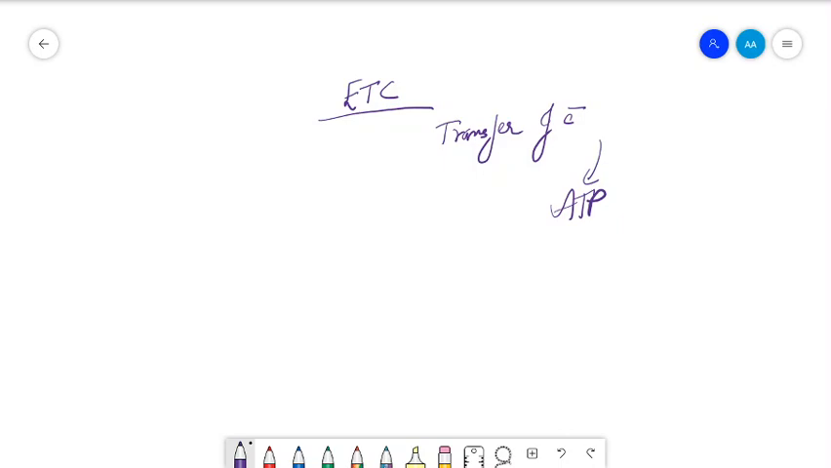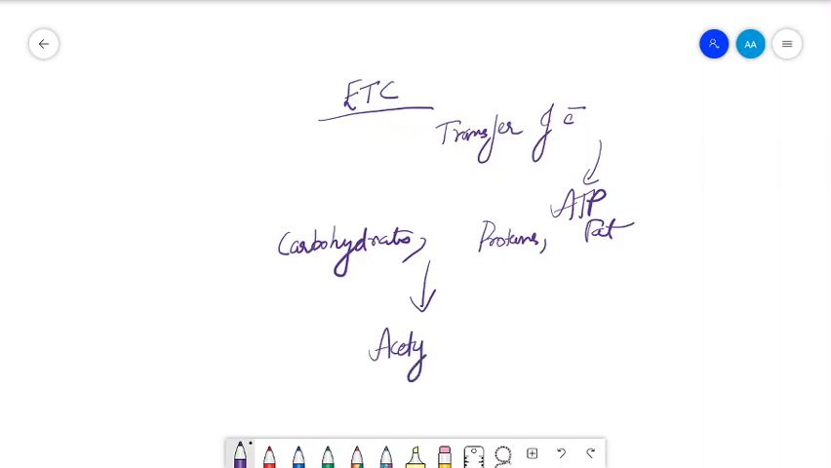How is ATP synthesized in the electron transport chain? It is with the help of this transfer of electrons. Now the question comes, where do these electrons come from? We know that our foodstuffs contain carbohydrates, proteins and fats, right? They get broken down and release acetyl-CoA.